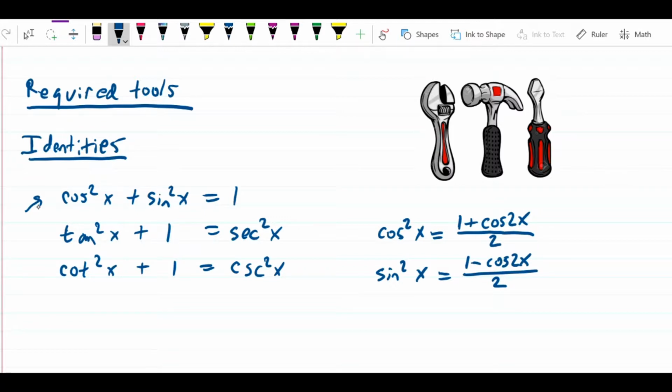On the right, you see two other useful identities: cosine squared x equals 1 plus cosine 2x over 2, and sine squared x equals 1 minus cosine 2x over 2. Those are a little harder to remember because when you look at the first one, you're sort of expecting to see a sine 2x in the second one, but in reality, this cosine 2x is correct. Both of these come from the double angle formula for cosine. All right, so this is what you need in order to be able to evaluate integrals of trig products.